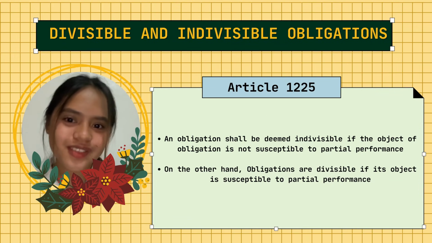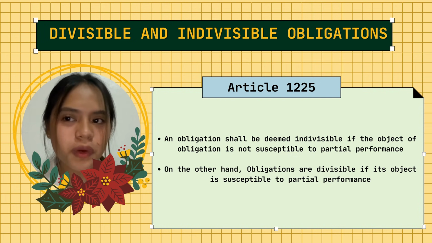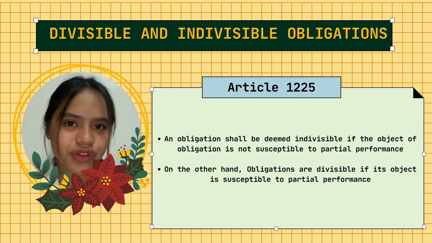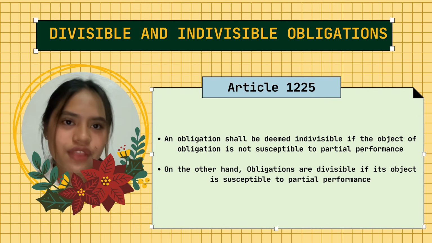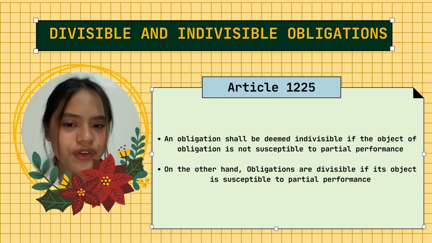Article 1225 states that obligations to give definite things and those which are not susceptible of partial performance shall be deemed to be indivisible. When the obligation has for its object the execution of a certain number of days of work, the accomplishment of work by metrical units, or analogous things which by their nature are susceptible to partial performance, it shall then be divisible.